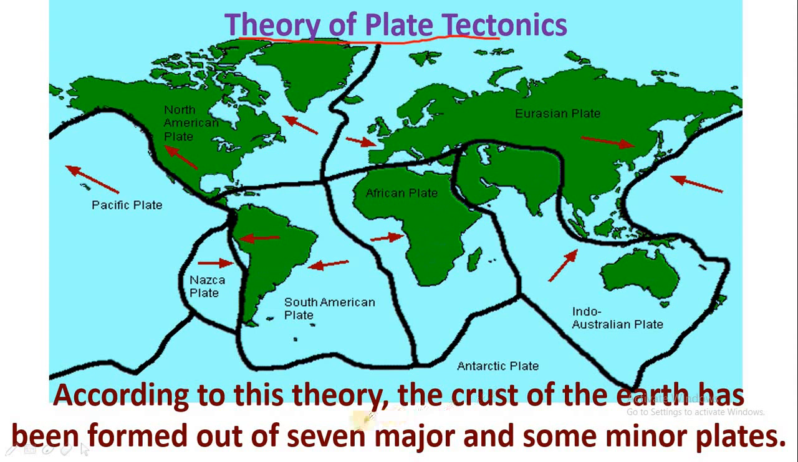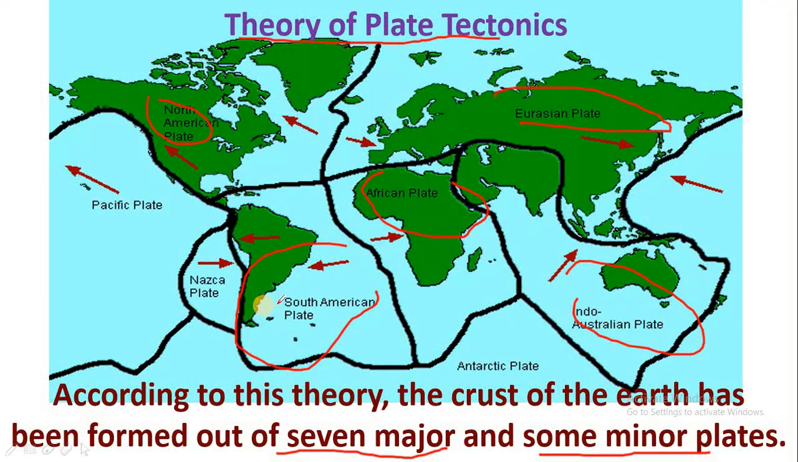Okay, the crust part of the earth has been formed of 7 major and some minor plates. Okay, so here you can see in the picture the Eurasian plate, Indo-Australian plate, African plate, North American plate, South American plate, Pacific plate, okay, and Antarctic plate. So in this way we have 7 major and some minor plates.